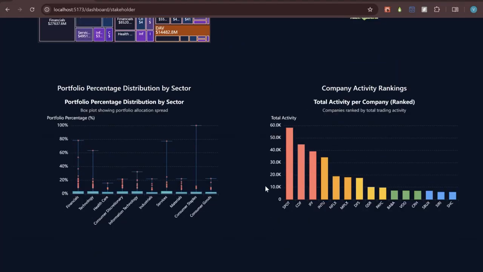We have the portfolio percentage distribution by sector. This provides a clean sector breakdown, showing the percentage allocation of the total portfolio. Users can quickly assess concentration risk, sectoral biases, and thematic alignment. On the right, we have the company activity rankings. This ranking surfaces the most actively modified positions based on recent increases, trims, or exits. It highlights where funds are showing conviction or reacting to market shifts.